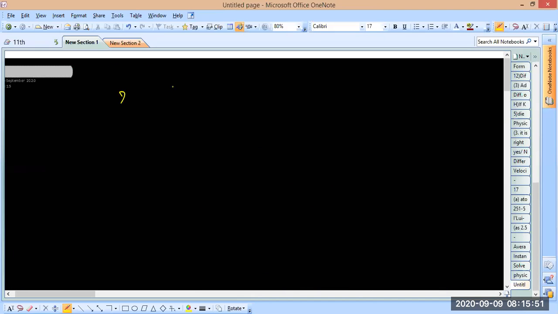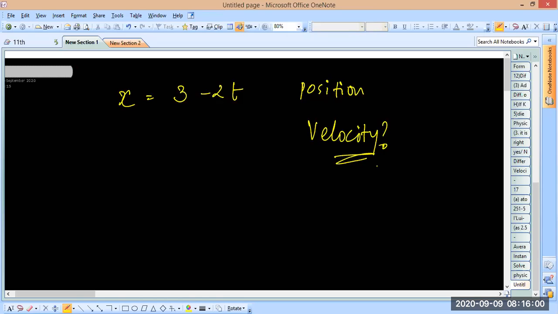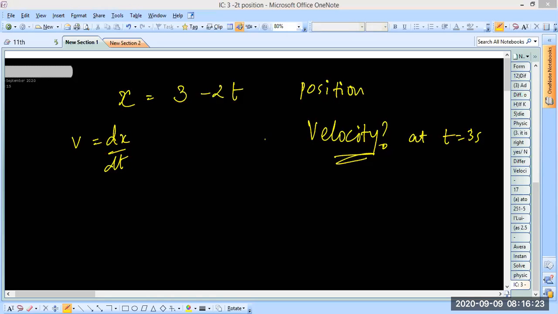See, this is position 3 minus 2t, right? This is position. And the question is about what is the velocity, right? And at what time? At t equal to 3 seconds, right? Okay, so now if you want to find v from x, then the only way to do it is dx by dt. What's so extraordinary about that? Okay, right? All right.